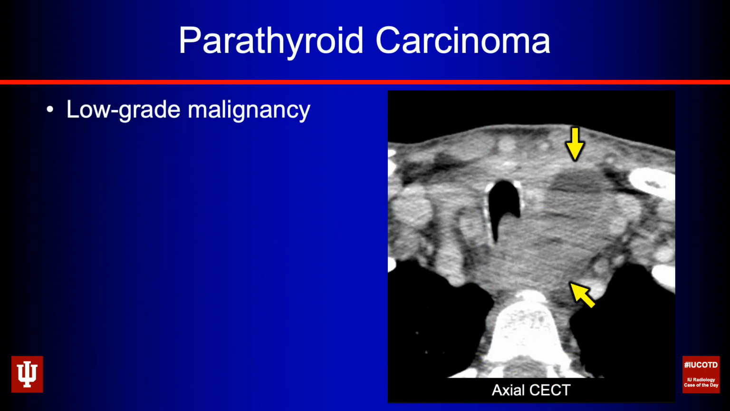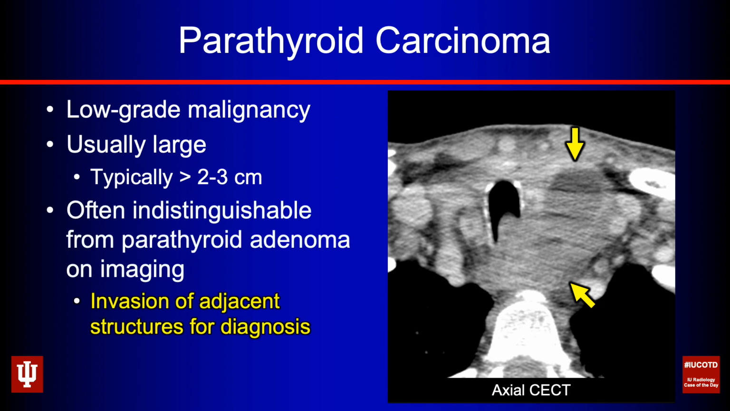You can also have cancer involving the parathyroid, so parathyroid carcinoma. This is a low-grade malignancy by the WHO. Usually these are quite large, 2 to 3 centimeters in size is pretty common. And unfortunately, these are oftentimes indistinguishable from parathyroid adenomas. The only way that you can tell definitively on imaging is if you see invasion of adjacent structures. So these are all going to get surgical resection, but your job is really to look for those things for staging, like what's it invading.